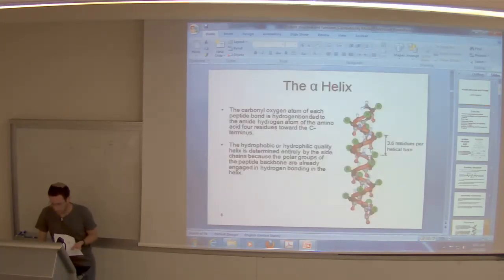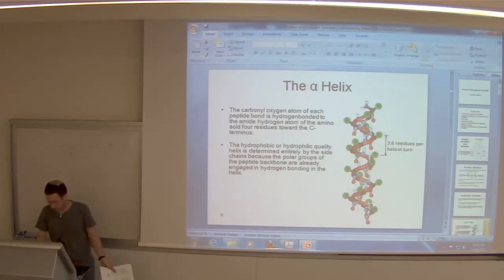So you see these interactions between the oxygen of the carbonyl that is part of the backbone, this dashed line here, and the hydrogen that is part of the amide, 4 amino acids down the helix. This hydrogen bond is what stabilizes the alpha helix. It's a hydrogen bond, not a covalent bond, between this moiety and this one.